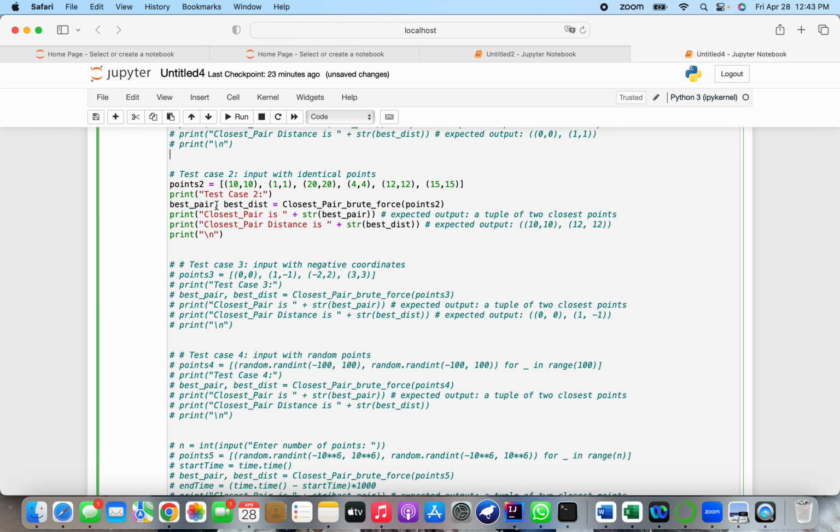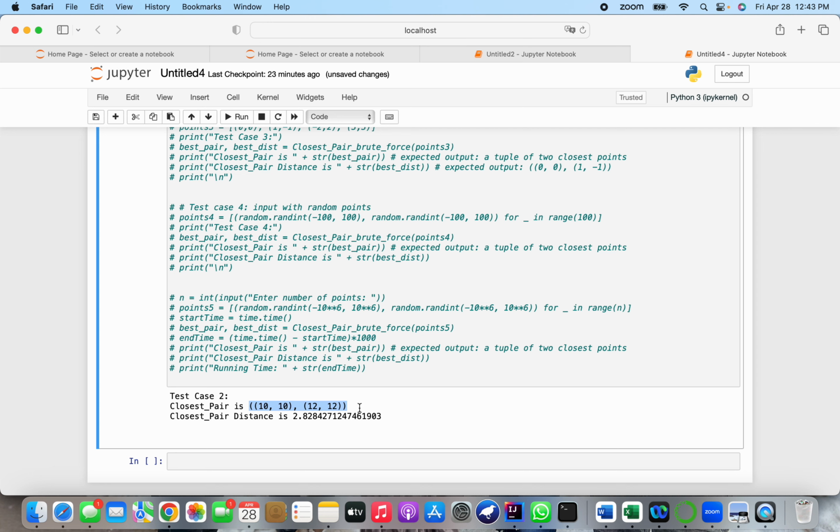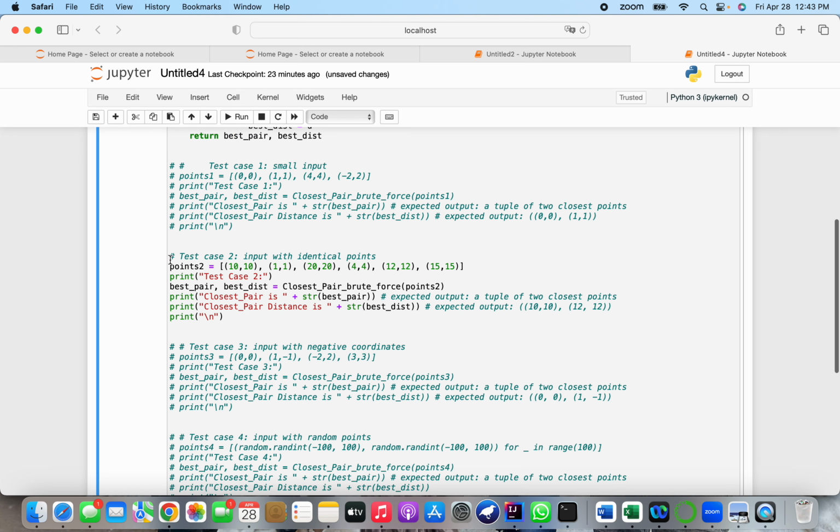Alright, in test case 2, I am giving 6 points as input: 10 10, 1 1, 20 20 and some other points. By seeing these points, we can tell that 10 10 and 12 12 is the closest pair with the least distance. Let's run this, and you can see 10 10 and 12 12 is the output, and the distance is 2.828. And same with test case 3.